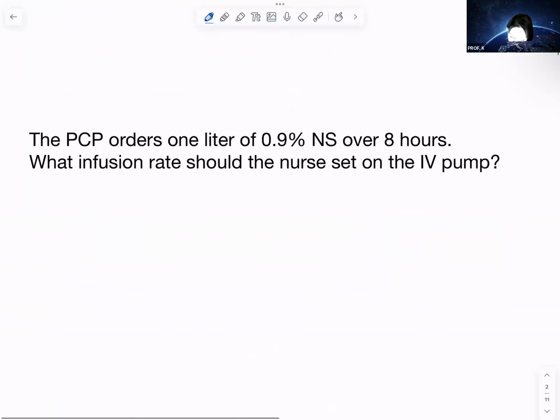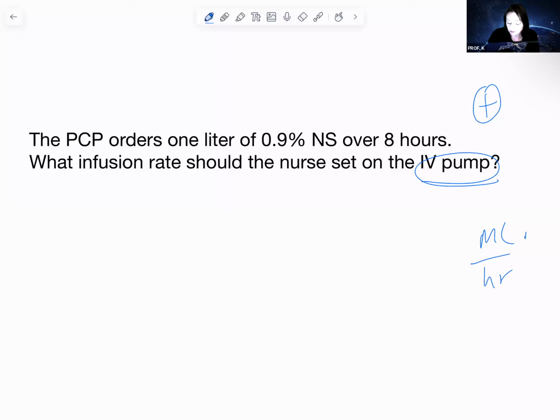So do this question. You got it. No tricks up my sleeve here. It's just about you reading the question. The doctor orders 1 liter of normal saline over 8 hours. What is the infusion rate you're setting on the pump? It has a pump. I got pump. So I'm solving milliliters an hour. Milliliter in my numerator, hour in my denominator.